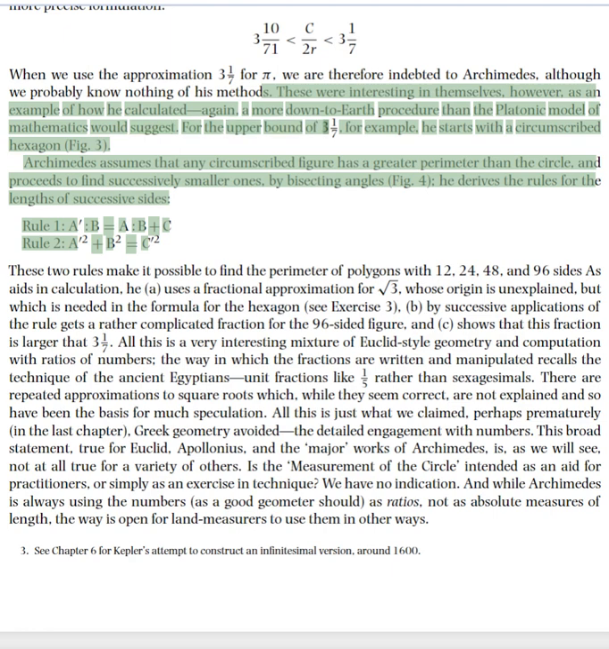For the upper bound of 3 1/7, for example, he starts with a circumscribed hexagon. Archimedes assumes that any circumscribed figure has a greater perimeter than the circle, and proceeds to find successively smaller ones. By bisecting angles, he derives the rules for the lengths of successive sides. Rule 1, AB equals AB plus C. Rule 2, A plus B equals C.